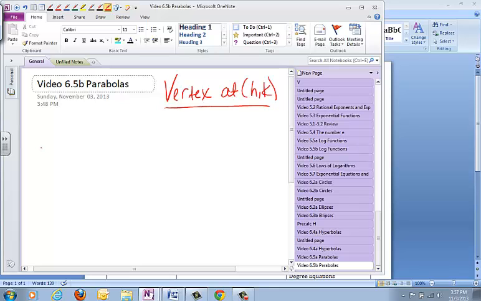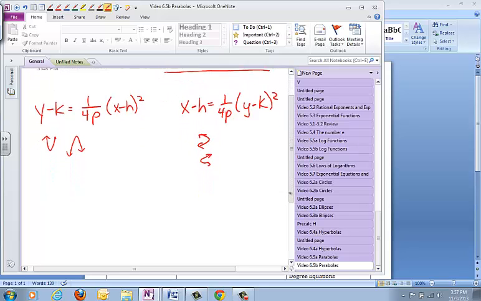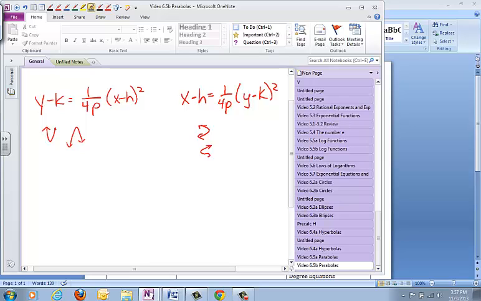It goes like this: y minus k equals 1 over 4p times the quantity x minus h, squared. That's a parabola that will open up or down depending on the value of 1 over 4p. We also have x minus h equals 1 over 4p times the quantity y minus k, squared. These are the ones that will either open right or to the left. Let's go ahead and do a problem and see how this works out.